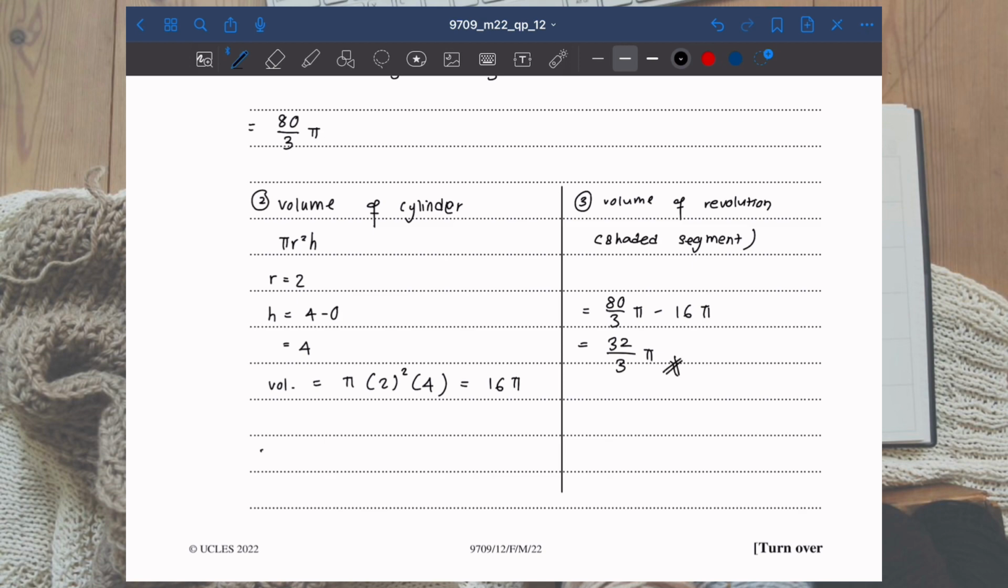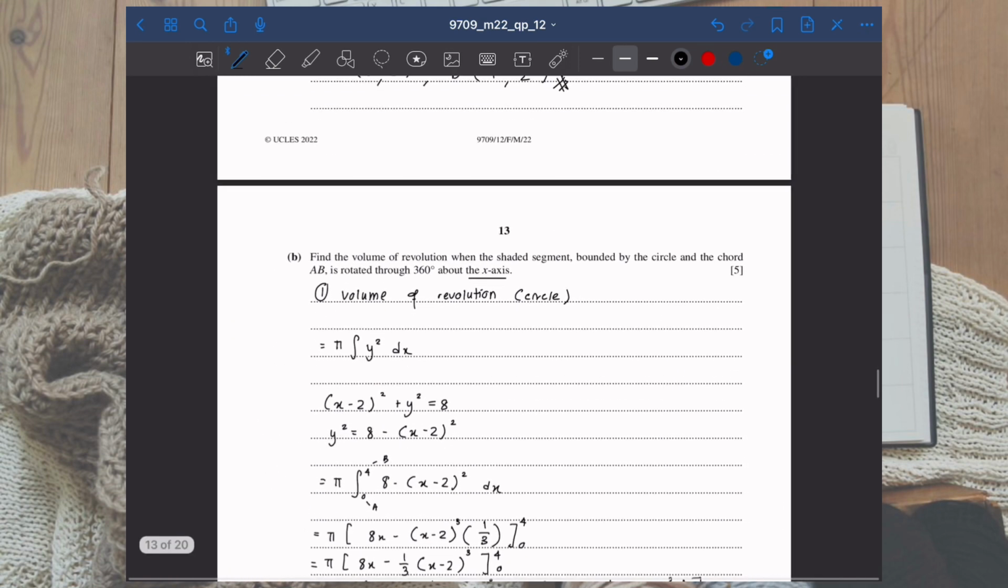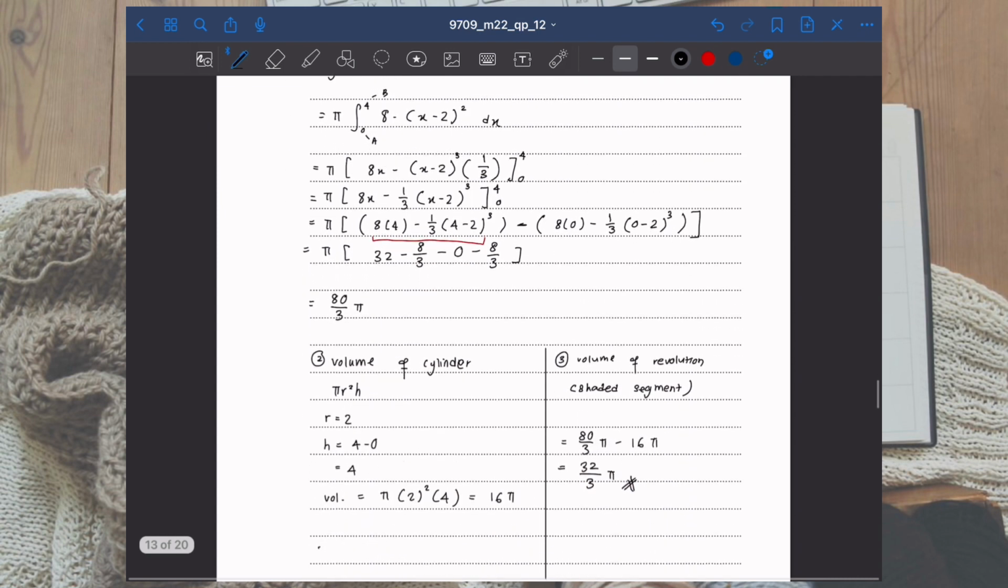That's your answer for question 8, part B.